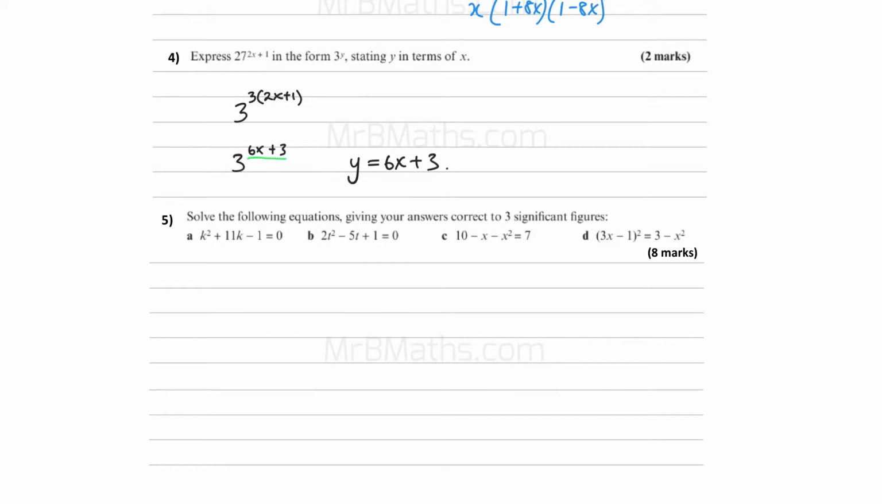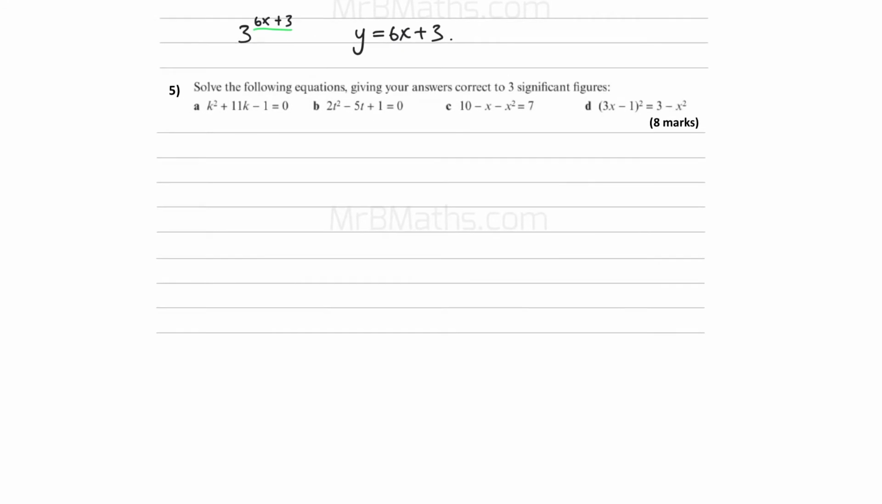Okay, and for question 5 here, we can use the quadratic formula. So we need to say the values of A, B, and C. For the first one, A being 1, B being 11, C being -1. What I'm going to do is do this for A, B, and C for each, and then we'll get on to using the formula. So here A, B, and C, A, B, and C, and finally A, B, and C.